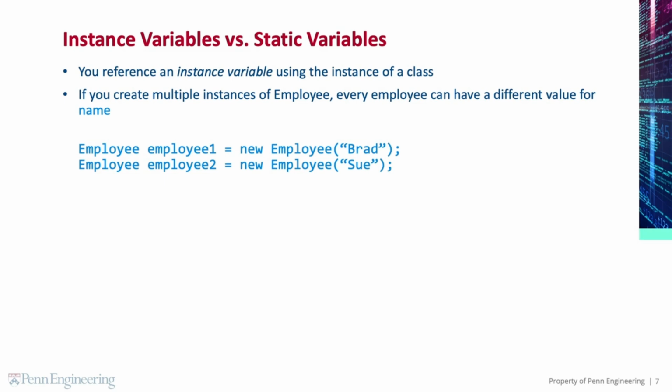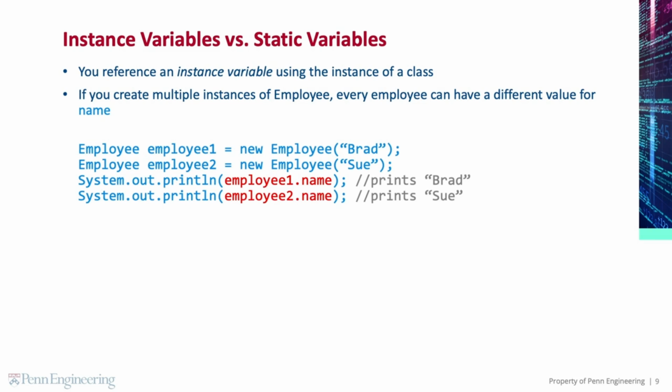Here we create two employees by calling the constructors with different names. If we access and print the value of each employee's name, we'll see they're different. This prints Brad, and this prints Sue. You need an instance of employee to access the name variable.